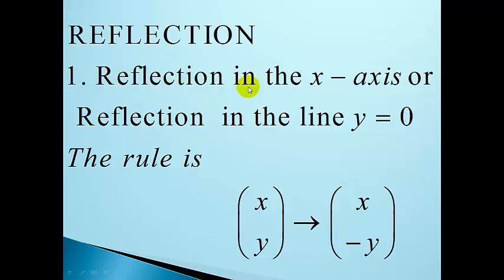1. Reflection in the x-axis, or reflection in the line y equals 0. The rule is (x, y) maps to (x, -y). That means that x remains the same, but the y value is negated. So (x, y) maps to (x, -y).